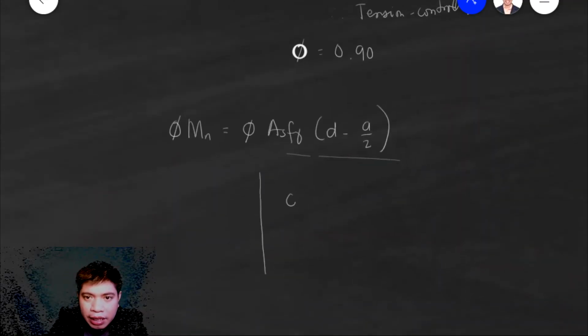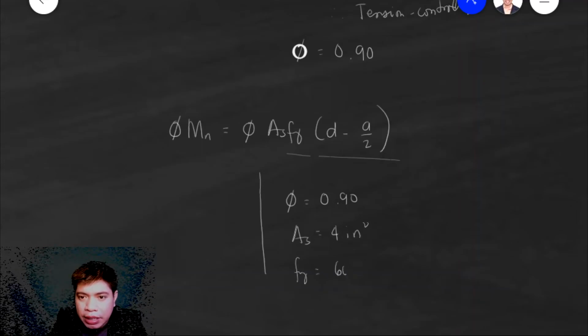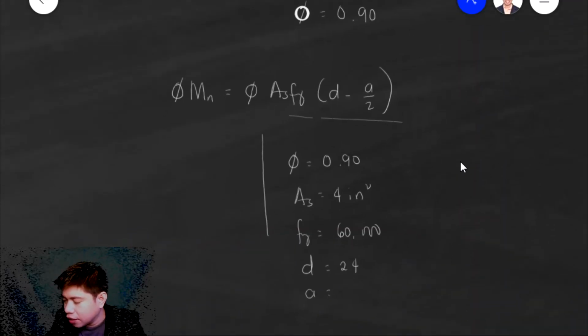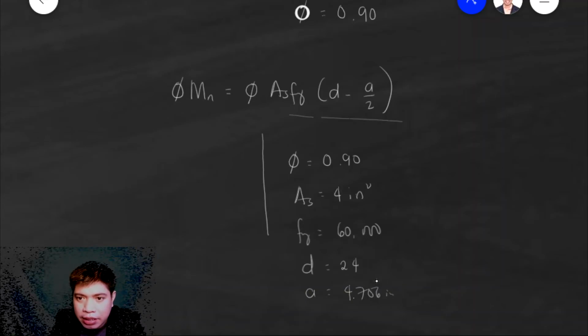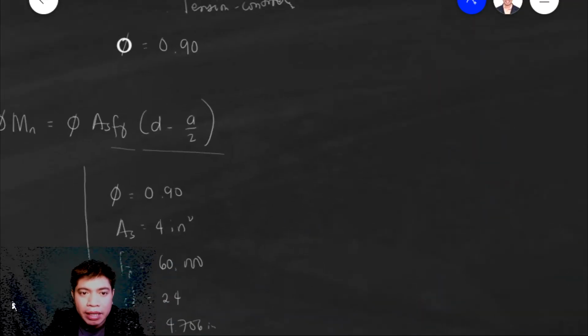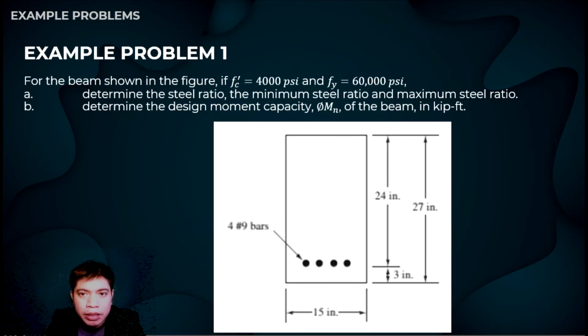Ayun. So, again, ilista lang natin dito yung mga nakuha natin. So, phi natin is 0.90. As natin is 4 square inch. Fy natin is equals to 60,000. And then yung d natin is 24. And then yung a natin is, nakuha natin ito kanina, this is 4.706. Okay? So, ang lalabas guys na unit dito, yan muna natin yung unit kasi ang kailangan daw natin according to the problem is in kip feet. Tama ba? So, balikan lang natin guys yung problem. So, ang kailangan natin na unit dito is in kip feet. Ito yun, kip feet. Okay?